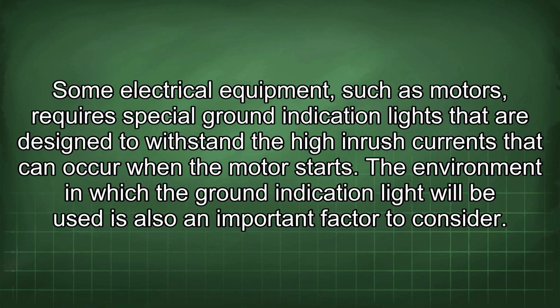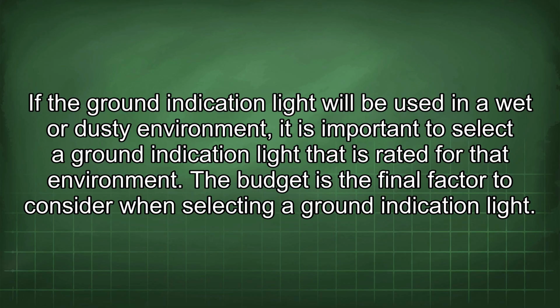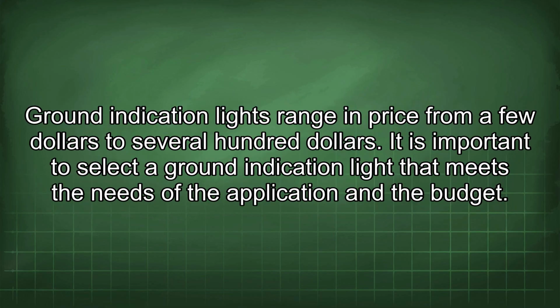The environment in which the ground indication light will be used is also an important factor to consider. If the ground indication light will be used in a wet or dusty environment, it is important to select a ground indication light that is rated for that environment. The budget is the final factor to consider when selecting a ground indication light. Ground indication lights range in price from a few dollars to several $100s. It is important to select a ground indication light that meets the needs of the application and the budget.